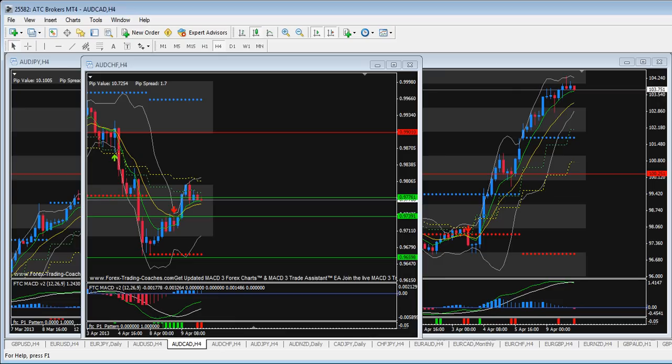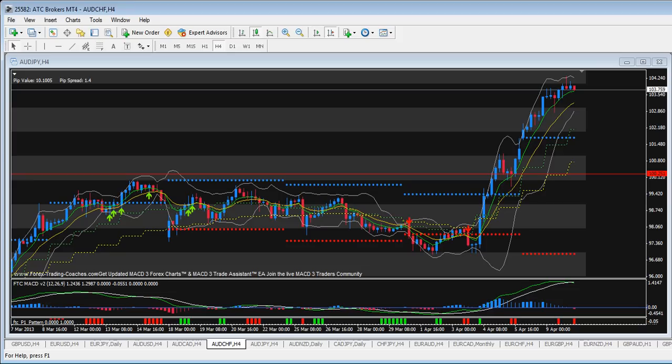So with that, folks, let's see what we can have happen here with this Aussie yen. We're hoping for good things, and we'll see if we can get some good moves there.